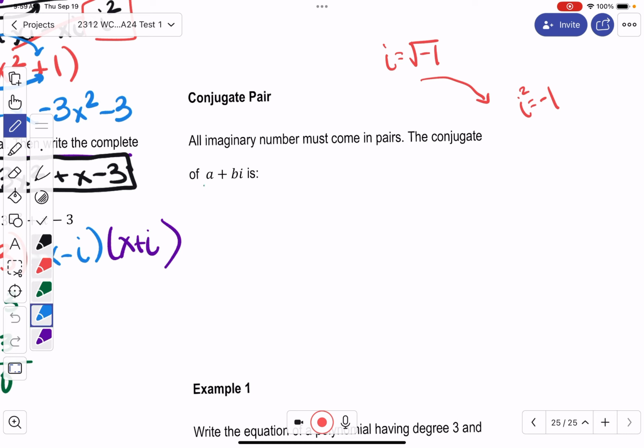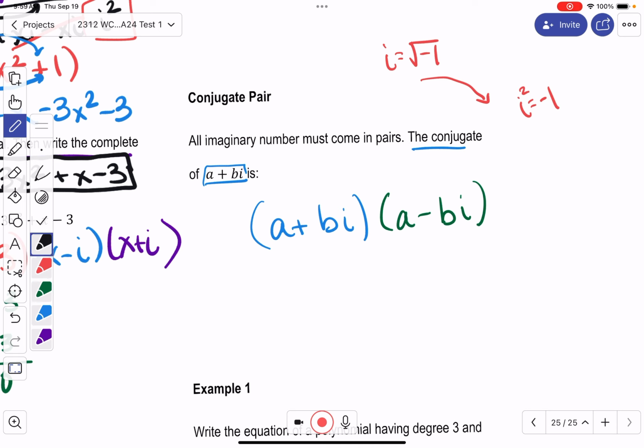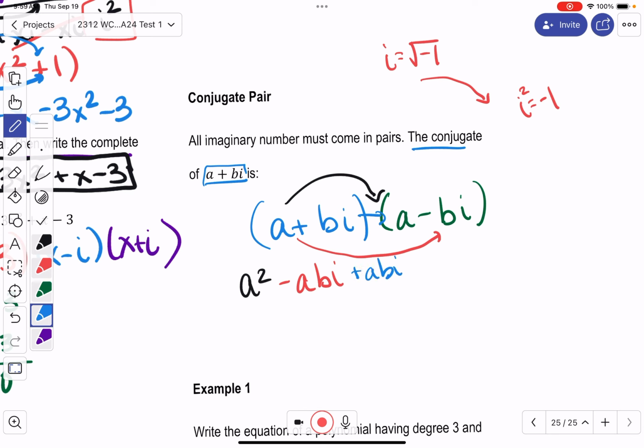So all imaginary units must come in pairs. And this is the imaginary number. So we call the pair the conjugate. So if I take a plus bi and multiply by its conjugate, which is a minus bi, here's why we need the conjugate. If you multiply this, a times a is a squared, a times bi is a negative abi. Then you have bi times a is a positive abi. Then you have bi times bi is a negative b squared i squared. These are going to cancel, and that's what you want.